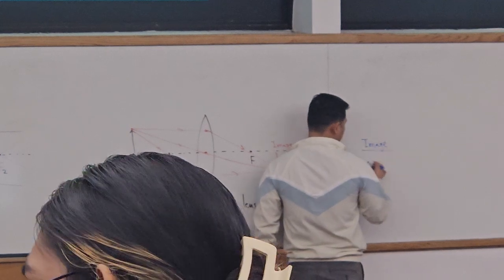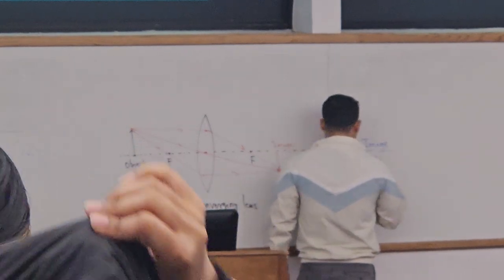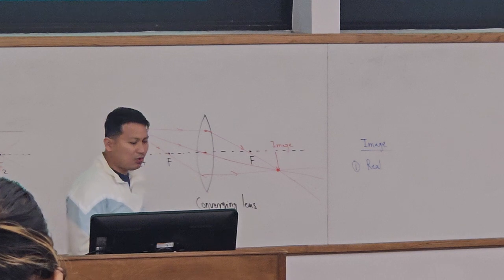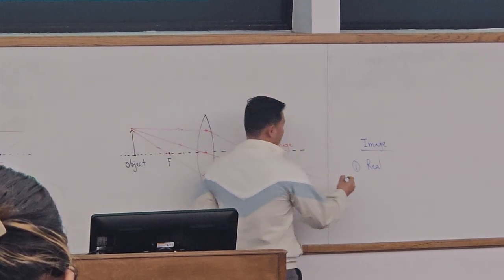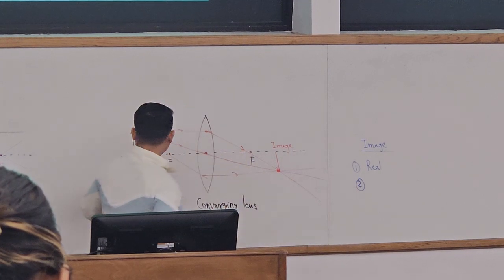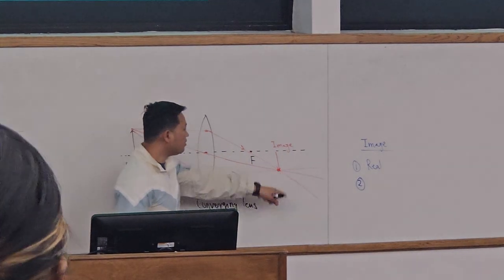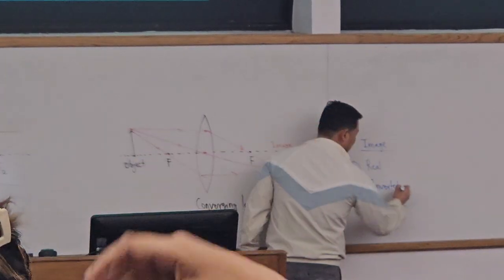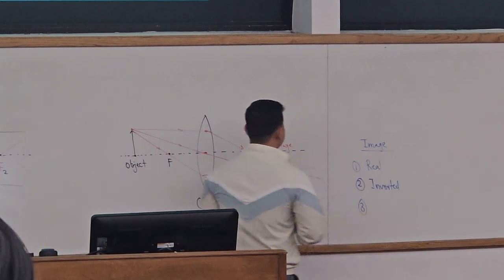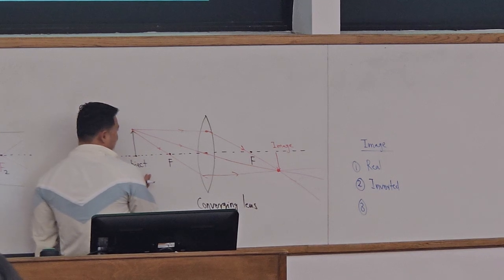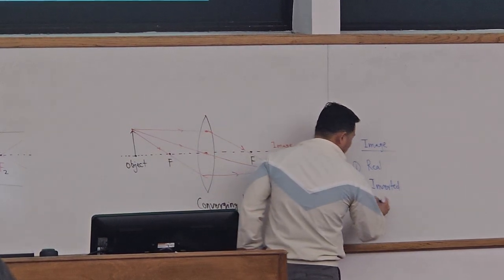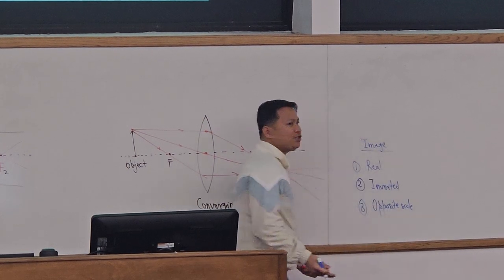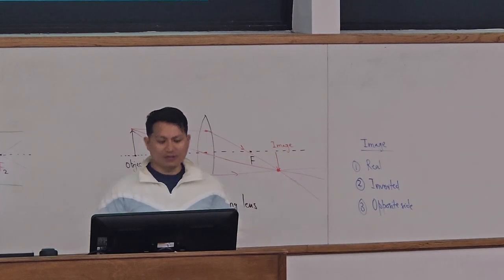One is it is a real image because you didn't do any extrapolation to find the image position. That means it's a real image. And second, your arrow was up, and when the image is formed the arrow is down, so it's inverted. Third, it is on the opposite side, because you have an object on the left hand side and the image on the right hand side. So these are the image properties from a converging lens.